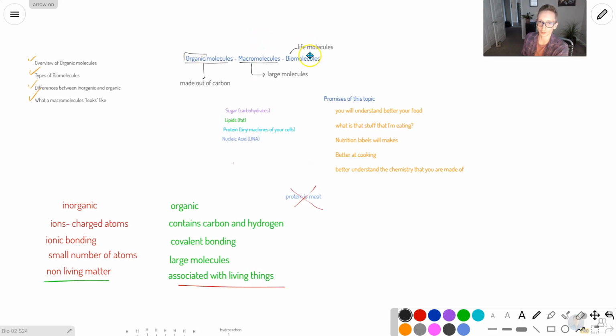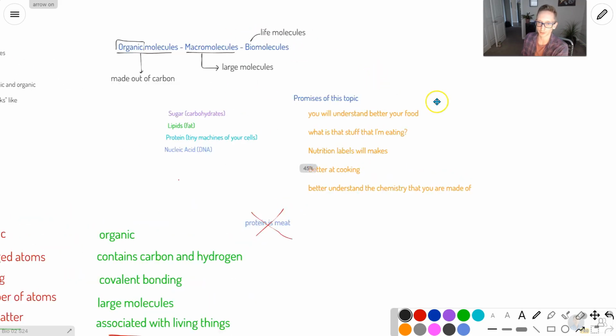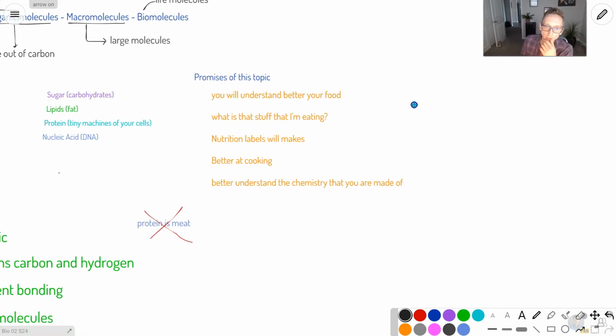Organic molecules, biomolecules, promises of this topic. You'll better understand your food. What is that stuff that I'm eating? Nutrition labels will make more sense. You'll be better at cooking, and you'll understand the chemistry that you're made of, and you'll understand why not just meat is protein. Like, cows eat grass, and look at them. They're made out of meat that we eat, and they just eat grass. It's pretty cool indeed.